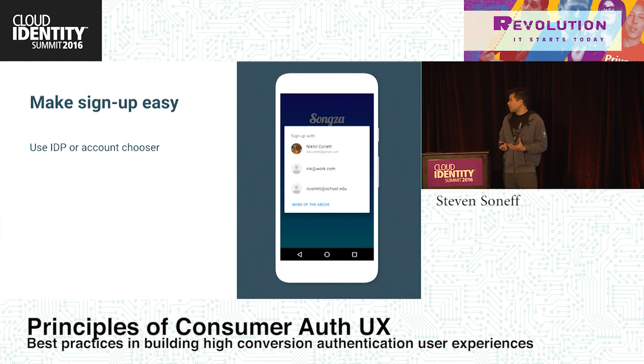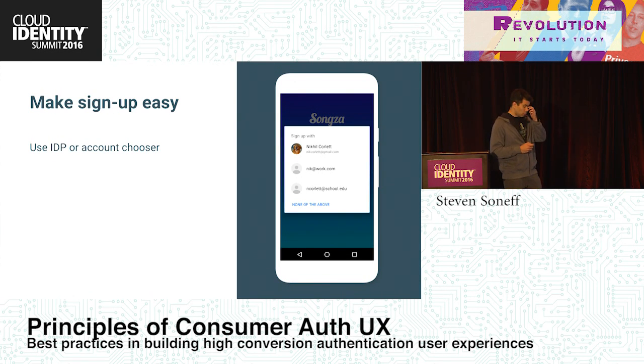So the recommendation here is really common sense again. Make it as easy as possible. Use something like an identity provider or the concept of an account chooser that I know is worked on by the OpenID Foundation. The idea being that if there's previously used information for this user or information that you can pull programmatically, do it and let them pick.